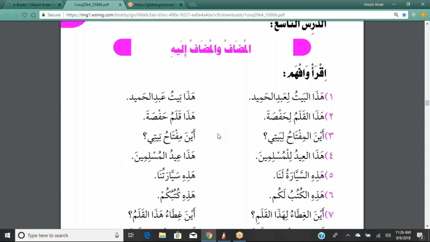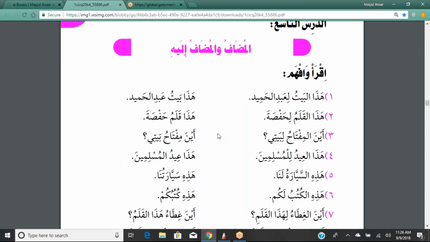Okay. هذا القلم لحفصة. No, we don't have to do any translating now. We know this stuff now. This pen is for Hafsa. هذا القلم has alif lam. لحفصة, for Hafsa. We have the Lam al-Mulk.